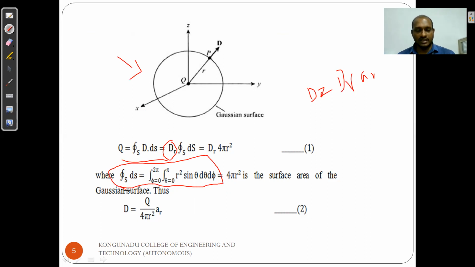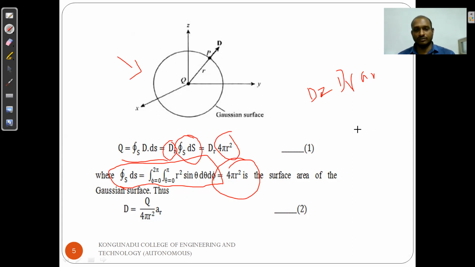Surface integral of ds, with limits phi equal to 0 to 2 pi and theta equal to 0 to pi. For a spherical surface, ds is equal to r squared sin theta d theta d phi. If you evaluate this, we finally get the formula 4 pi r squared, which is the surface area of the Gaussian surface. So instead of the surface integral of ds, we write 4 pi r squared.